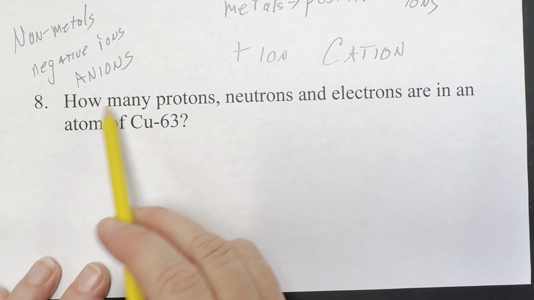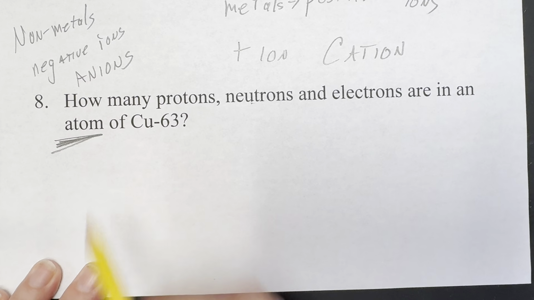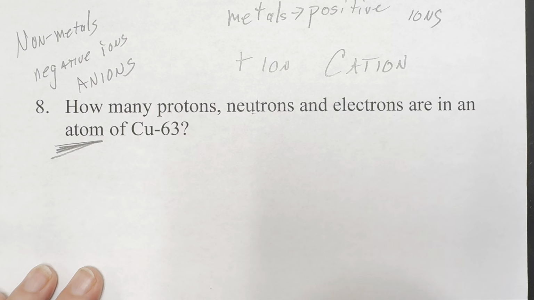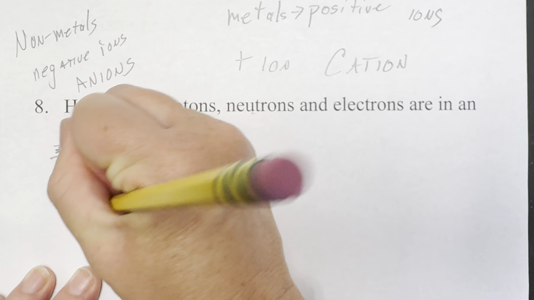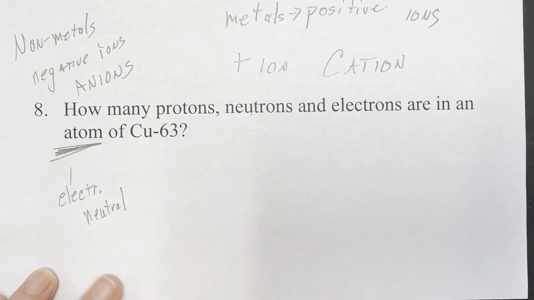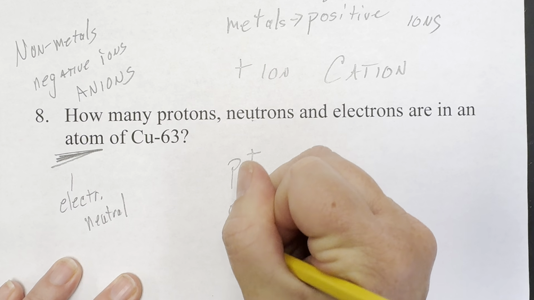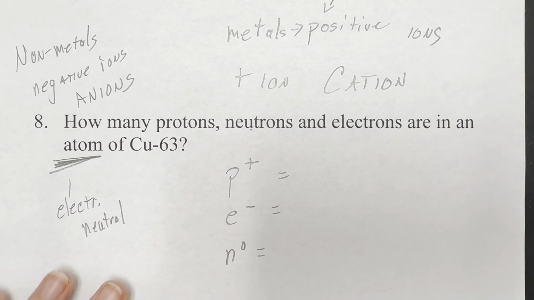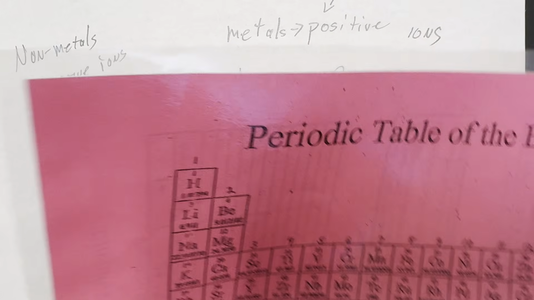Now, number 8, how many protons, neutrons, and electrons are in an atom of copper-63? If I'm using the word atom, that means that it is electrically neutral. So your protons are going to equal your electrons. So we need protons, we need electrons, and we need neutrons. We're going to find those protons looking at the periodic table. I am looking for copper.